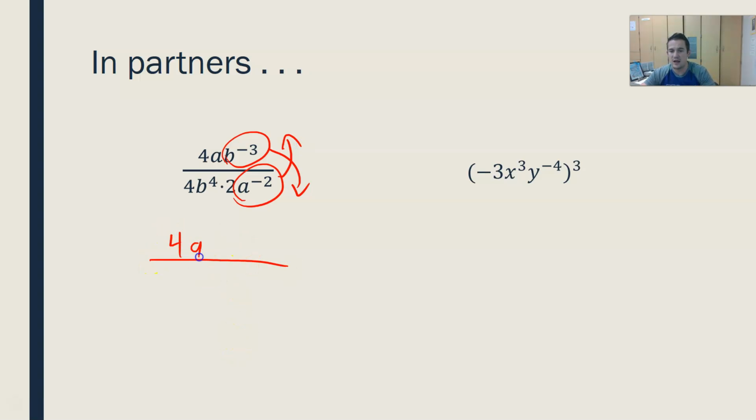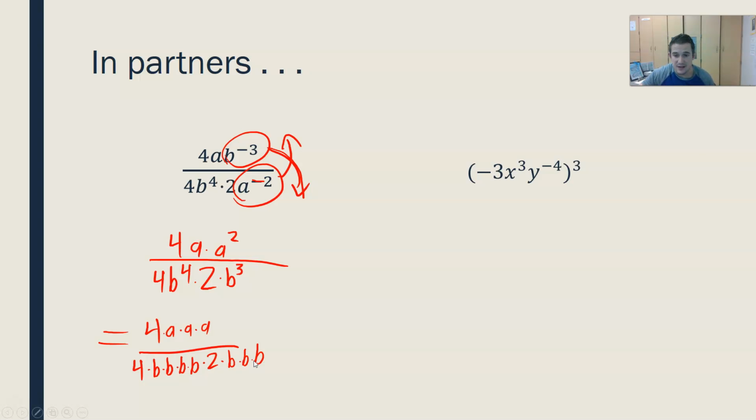So I have 4a, that hasn't changed. 4b to the 4th times 2, that hasn't changed. But the b to the 3rd changes signs and comes down here. And then a to the 2nd. This is going to go to the top and change signs. This is going to go to the bottom and change signs. Okay. Well, I can write this as 4 times a times a times a and then a squared. On the bottom I have 4 and then 4 b's, 1, 2, 3, 4, times 2 times 3 b's.